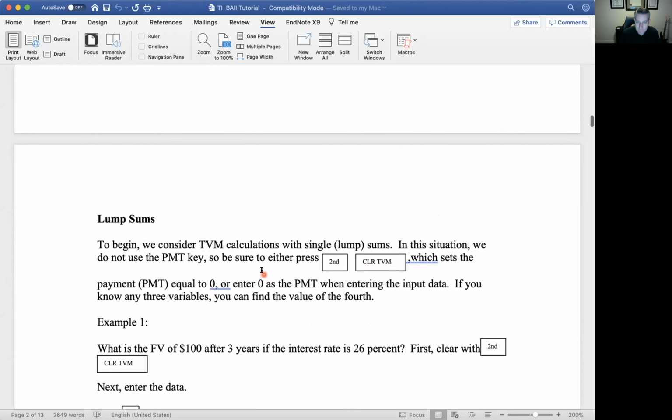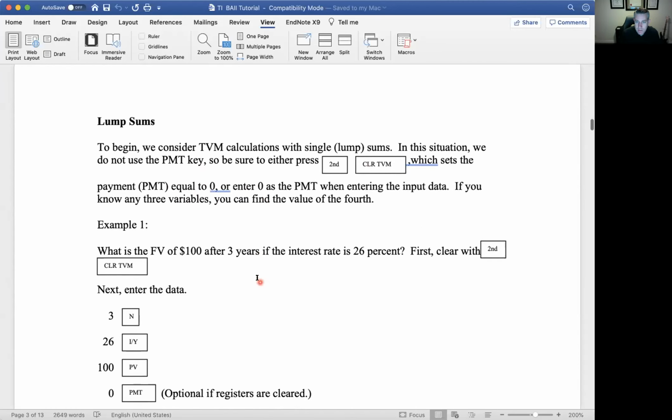So here is our first example. We're trying to find out what is the future value of $100 after 3 years if the interest rate is 26%. So we have $100 today, but we don't know what it'll be worth in the future because it's earning interest of 26% per year. We've cleared our time value of money register. So we're going to enter 3 and then hit the N button, for 3 years.